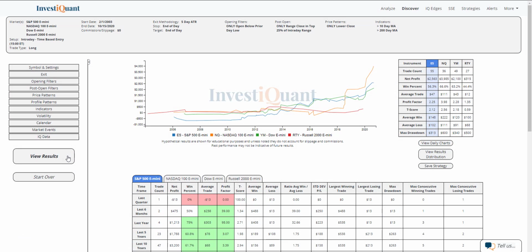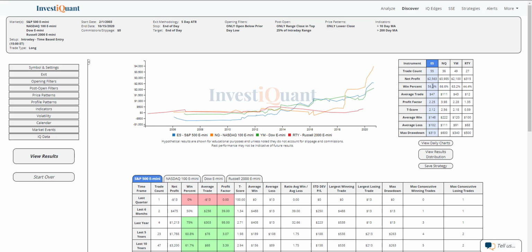And here we go. So these are the results of going long at 3 p.m. Eastern Time, exiting at the close, 4:15 p.m. Eastern Time, when you open below the prior day low, and the prior day was a lower close for the session. So it's closing lower than its prior day. And then after the open at 3 p.m. Eastern Time, you're trading in the top 25% of the intraday range. This is happening above a 10 and a 200-day moving average. Historically, the S&P 55 samples, the Nasdaq 36, the Dow 49, and the Russell 27.